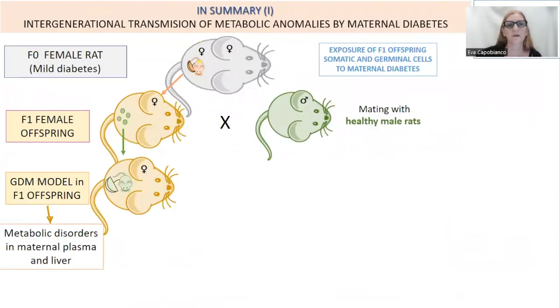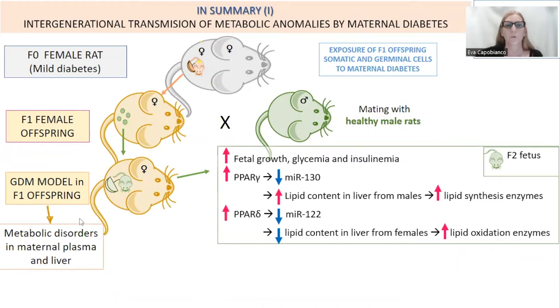So in summary of this part, we found that maternal diabetes leads to the development of gestational diabetes in the offspring at the age of 3 months old, with metabolic disorders in plasma and liver too. When we studied the F2 fetuses, we observed an increase in fetal growth, glycemia, and insulinemia, an increased expression of PPAR gamma, probably related to the decrease in the expression of miR-130. We also observed an increase in the lipid content in liver from males, probably related to increases in the expression of lipid synthesis enzymes.